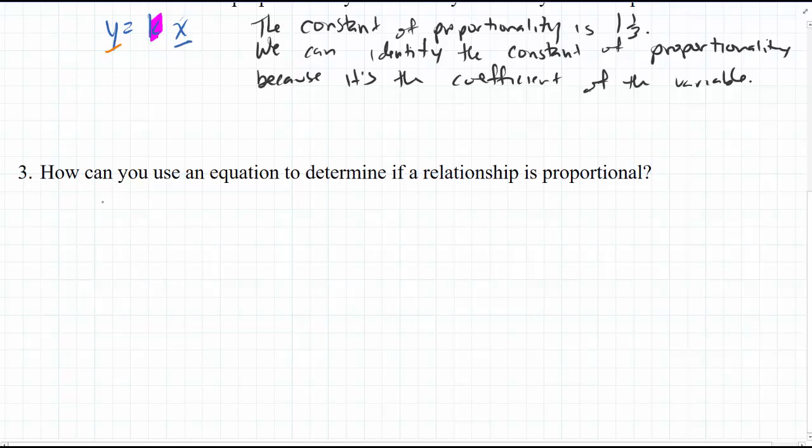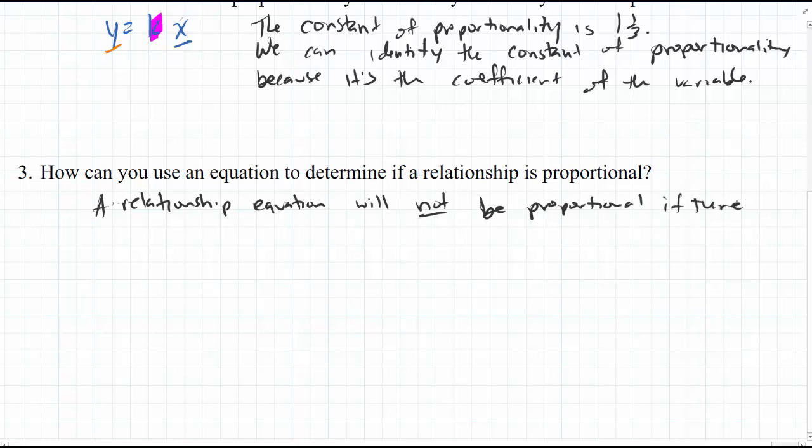So let's go ahead and respond to this. A relationship equation will not be proportional if there is addition or subtraction.